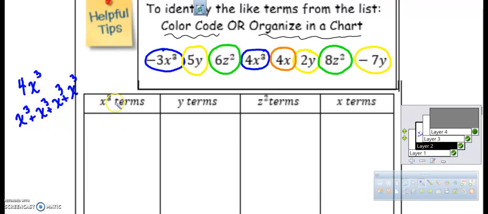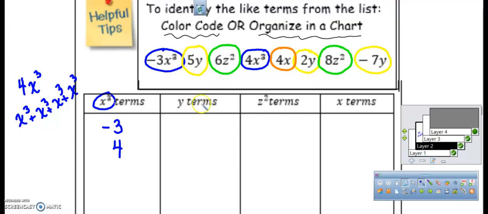So how many x cubed terms do I have? Well, this one says I have take away 3. I have minus 3 of them. And then this one says I have 4 of them. So I'm just stating the amount of each that I have in the column above. So our x cubed term, we have take away 3 of them, and we also have 4 of them. So I'm just writing those coefficients in the columns.